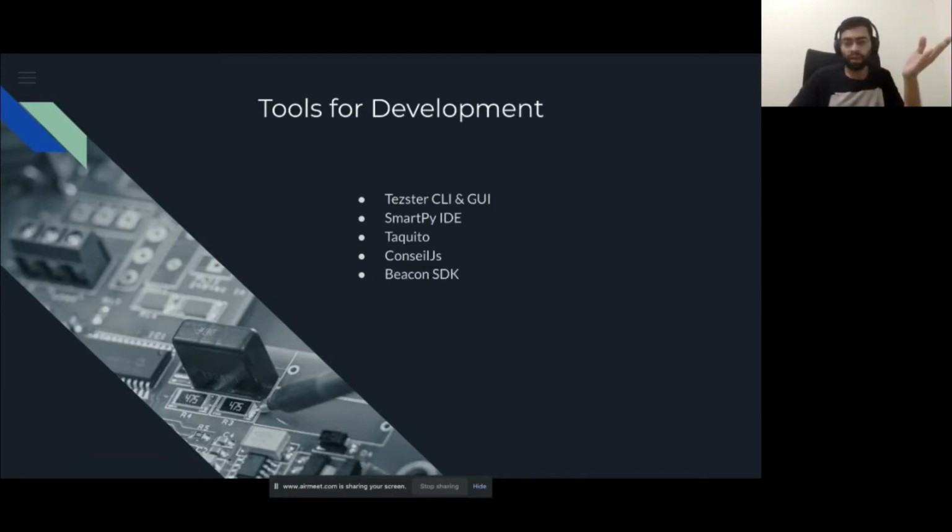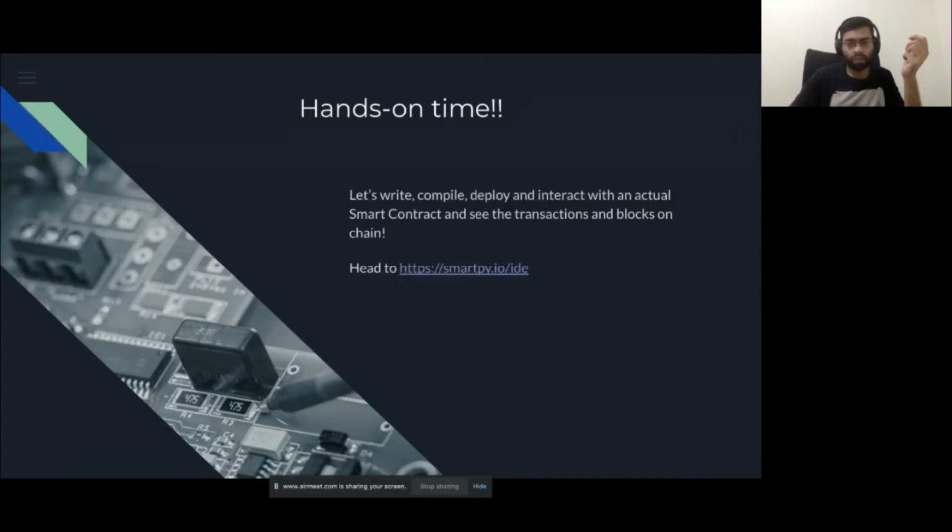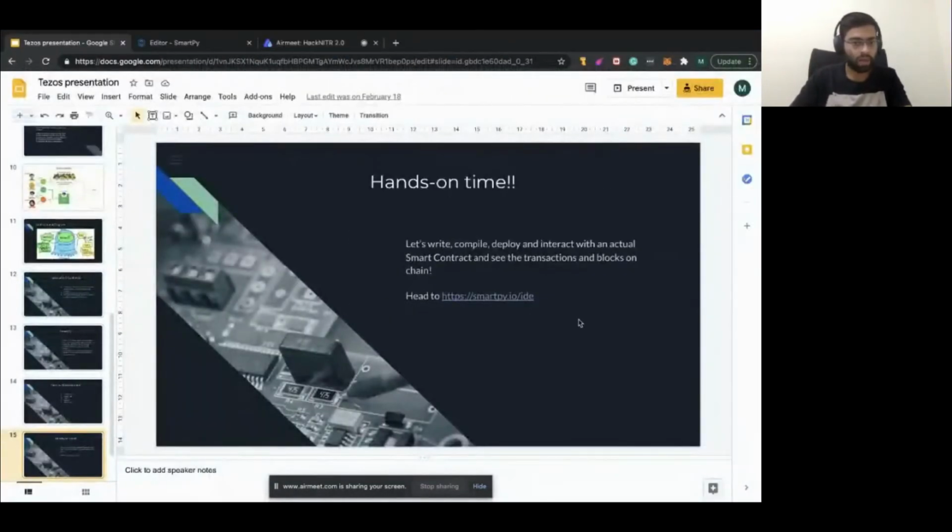And the final tool that I want you to know of is Beacon SDK, which is an SDK that allows you to integrate wallets into your front end. For using these applications, you would need a crypto wallet where you would have a Tezos account. So let's get hands-on. We're going to write, compile, deploy, and interact with one smart contract and see the transactions and blocks on chain. That's the plan.